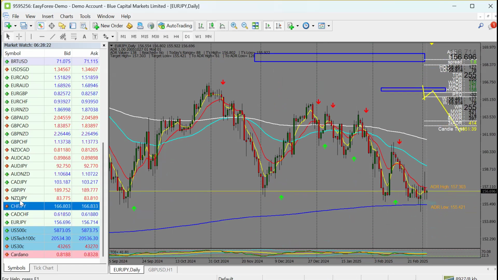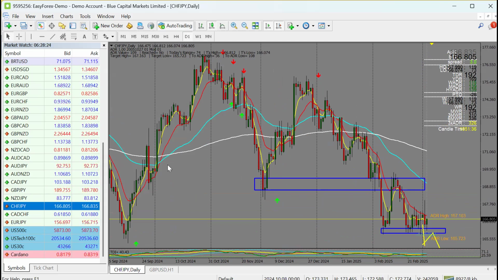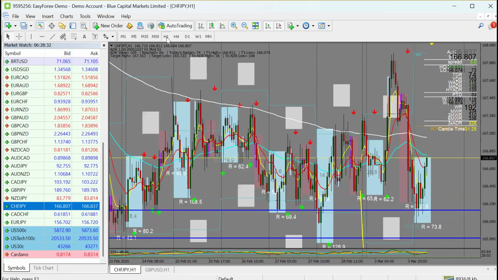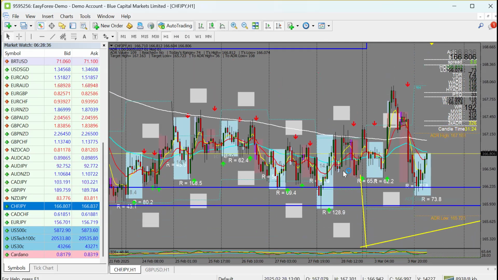Another trade we can check is CHF JPY. CHF JPY has been our trade of the week. Talking about this pair, we're expecting sell continuation on this trade.